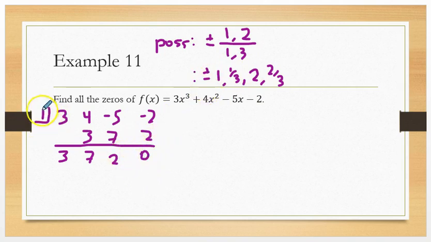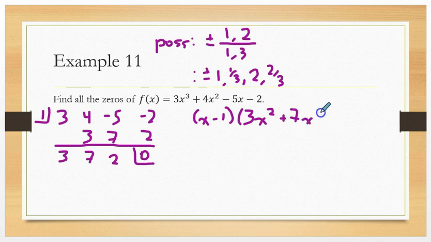Since 1 was the solution that worked, that means my factor is x minus 1. I know that because if I set this equal to 0 and solved it, I would get 1 as an answer. From what I have underneath, remember the last number is the remainder, so don't worry about that one. So if this is the remainder, this is the constant, this is x squared. That means I have 3x squared plus 7x plus 2 for my quotient.